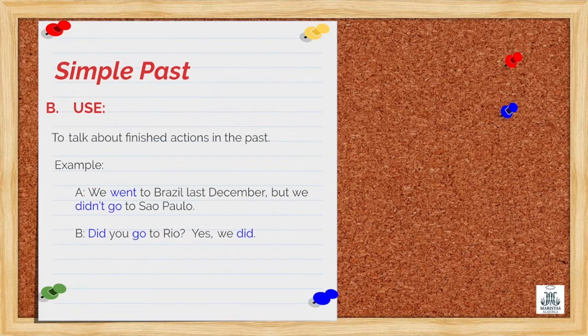Now, for the use of the simple past tense, when do we use the simple past? Well, we use the simple past tense to talk about finished actions in the past. Example, we went to Brazil last December, but we didn't go to Sao Paulo. Did you go to Rio? Yes, we did. They are talking about the past tense. They are talking about their last December.